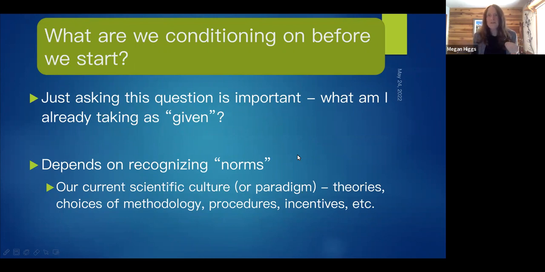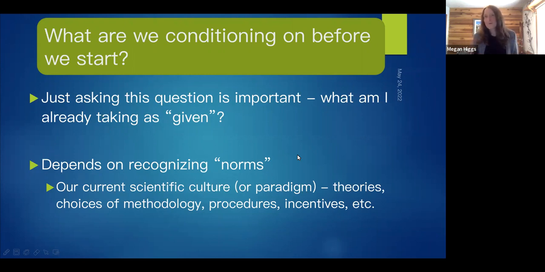But just having the thought of, okay, what am I already taking as given when I sit down to work on this project or collaborate with this person, or give my advice as a consultant or collaborator. And so there's a lot of directions that I could go from here in this talk. And I chose today to focus on one strand that I find particularly fascinating.